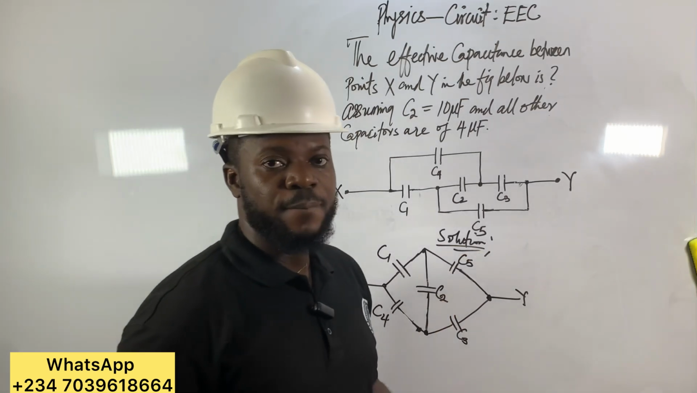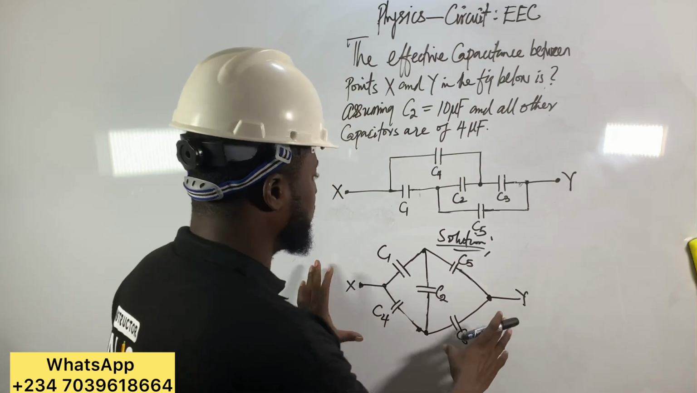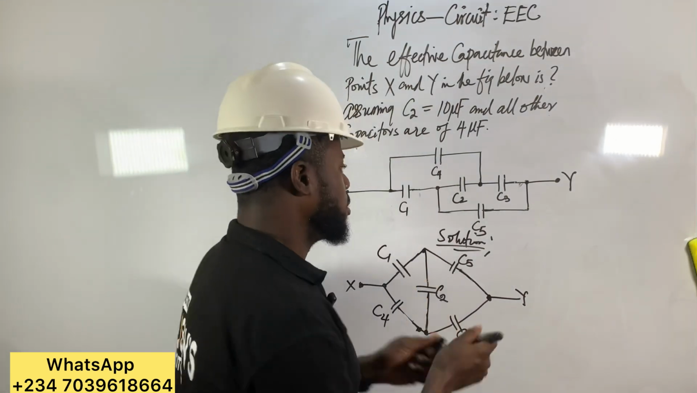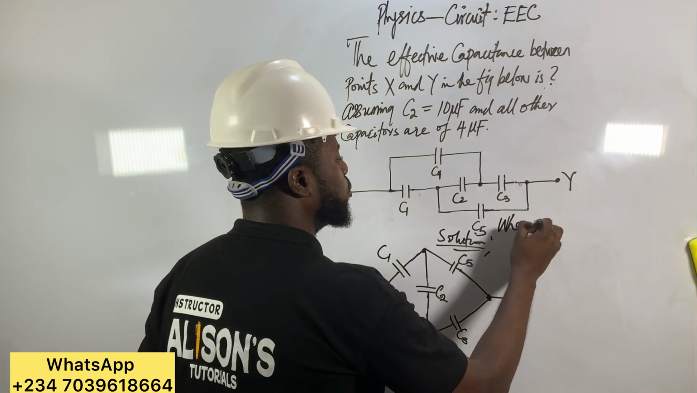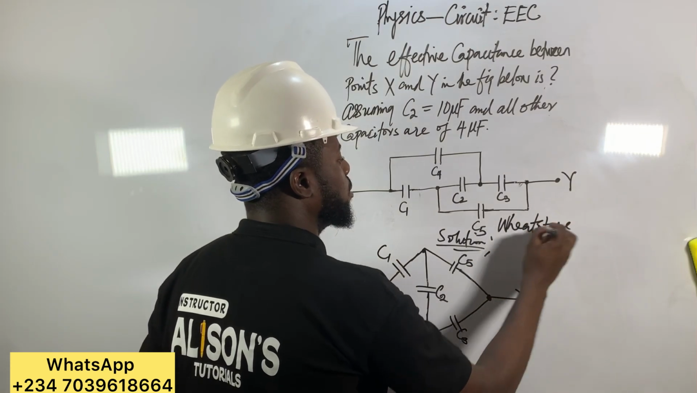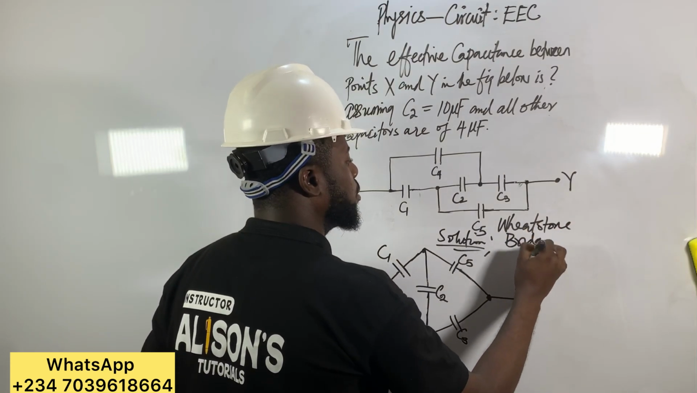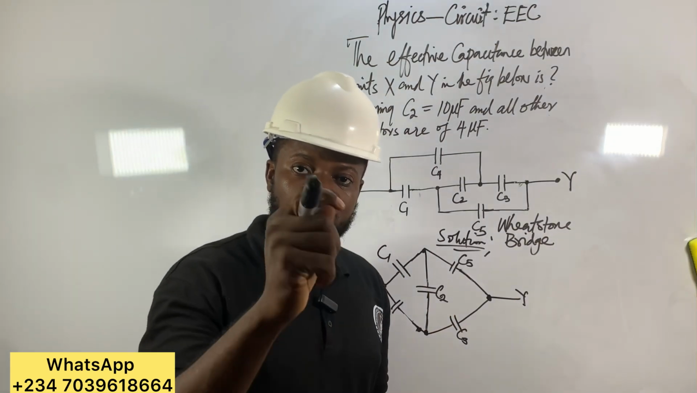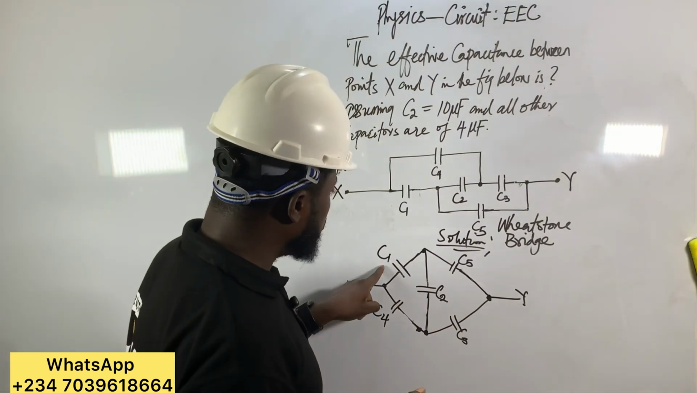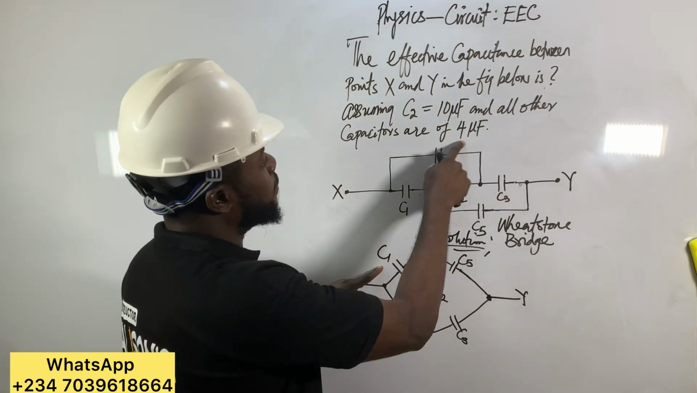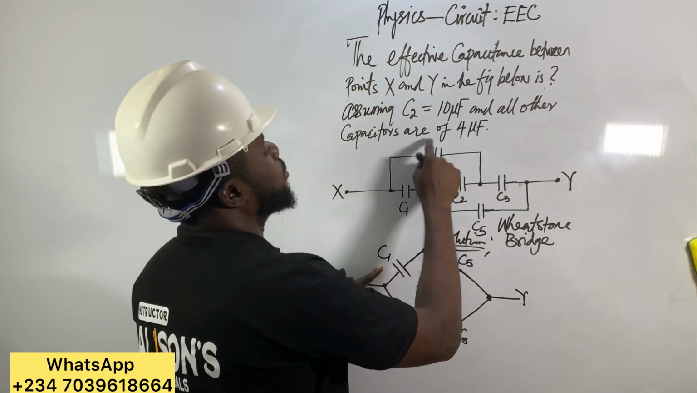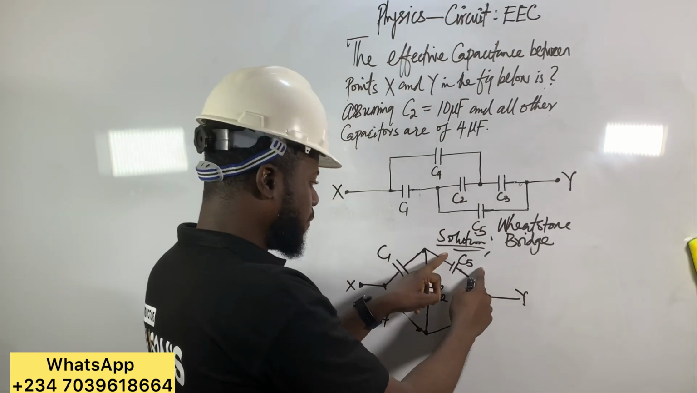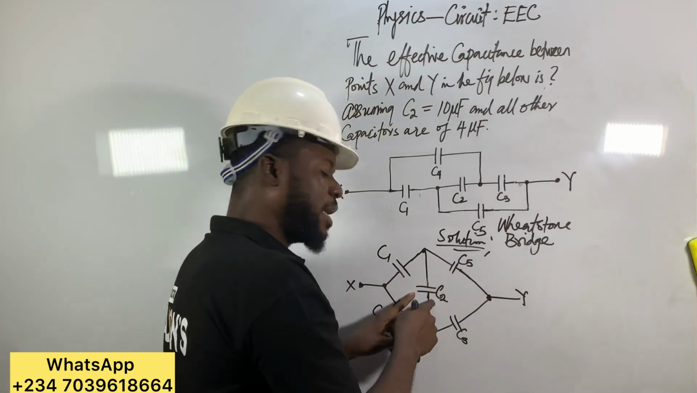My fans, if you look at this particular one, I bet they call it a Wheatstone bridge. And for a Wheatstone bridge, they can't give you instructions. Say this C1 is 4 microfarad, and all other capacitors are 4 microfarad. This one has 4 microfarad, this one has 4 microfarad, this one has 4 microfarad, this one has 4 microfarad. Now this one, C2, is 10.